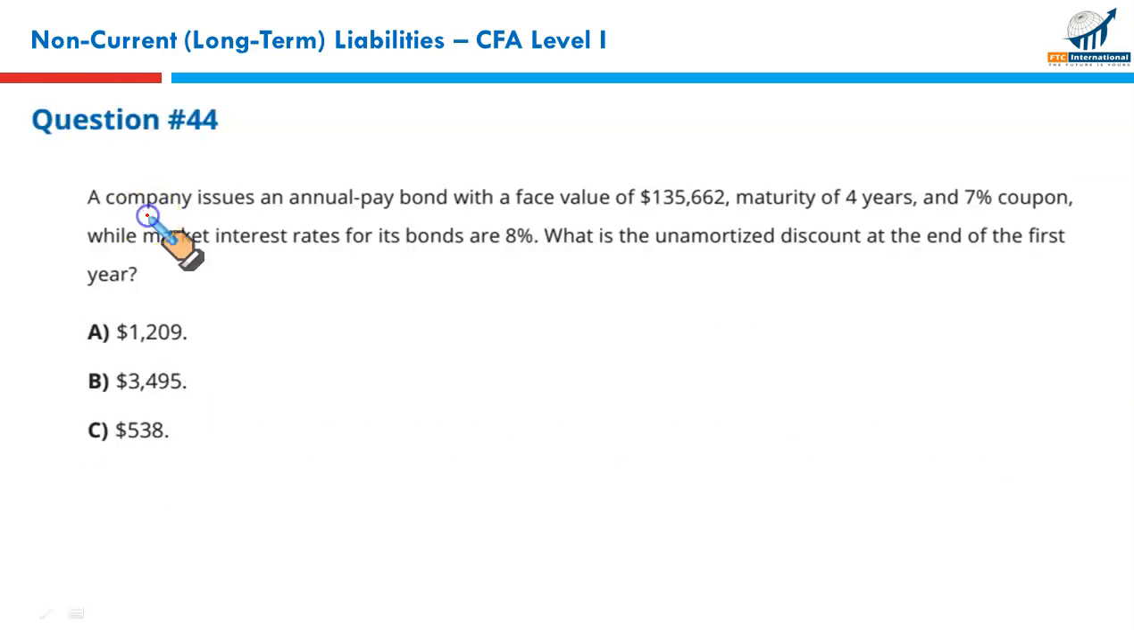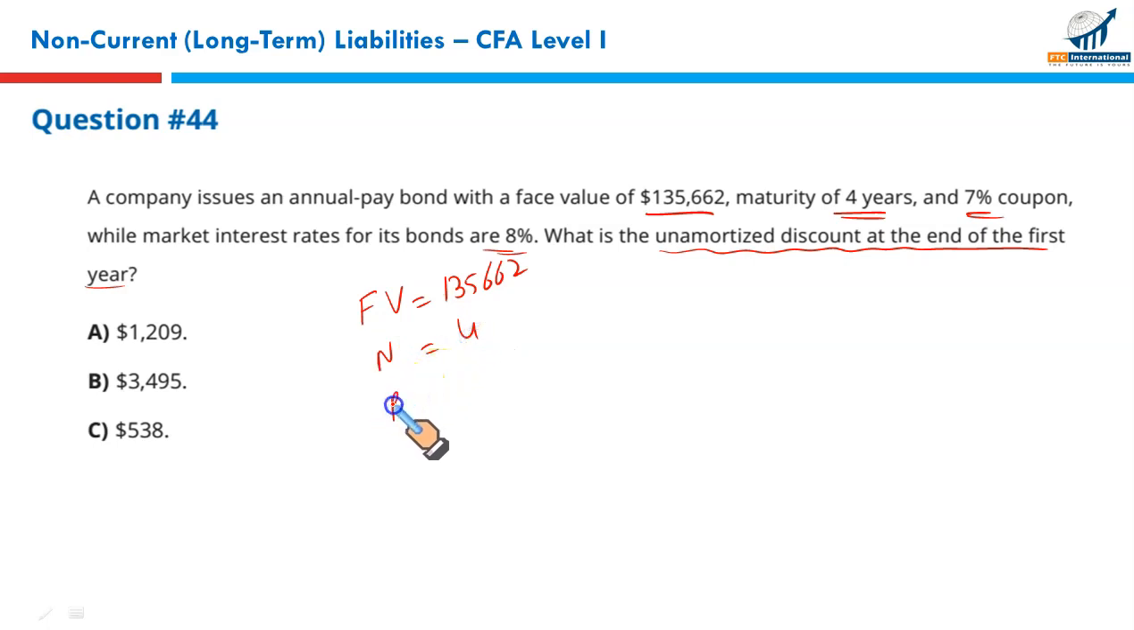Next, a company issues an annual pay bond with face value of 135,662, maturity of 4 years and 7% coupon, while the market interest rate of its bond is 8%. What is the unamortized discount at the end of the first year? Okay, now the face value is 135,662, periods 4, interest payment: par multiplied by coupon 7% of 135,662, that gives you 9,496.34.